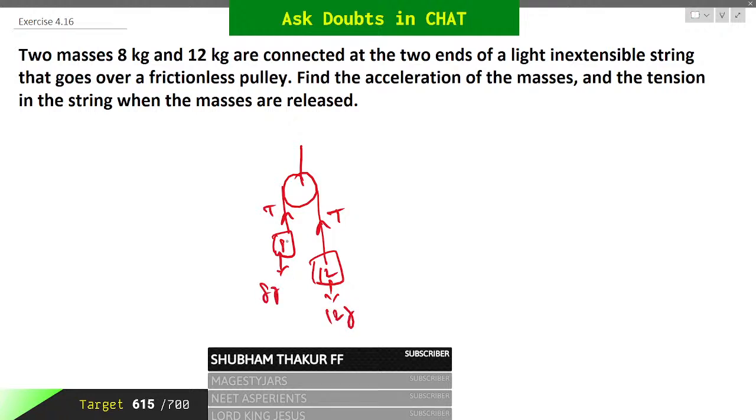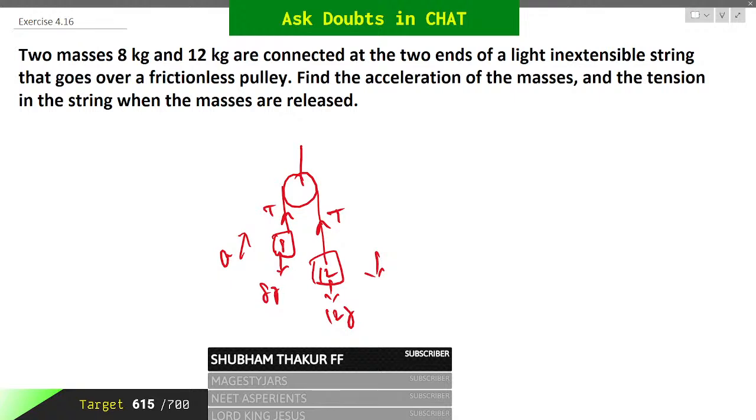Now the acceleration in the case of the 8 kg block would be in the upward direction, and the acceleration in the case of the 12 kg block would be in the downward direction. We know the direction here because we can see that the 12 kg mass is higher. Even if we don't know, we can assume a direction of a, whichever way you like, and we will find out the real direction of a upon calculation. If it is positive, then our assumed direction was right, and if it is negative, then our assumed direction was opposite.